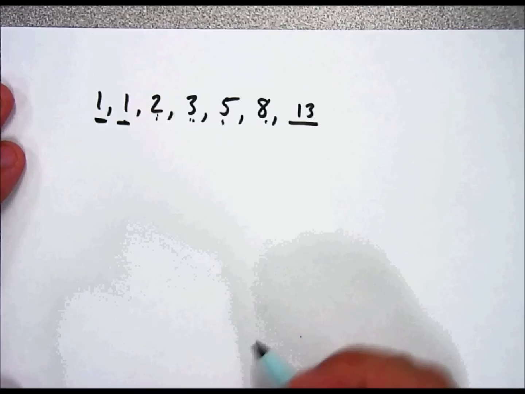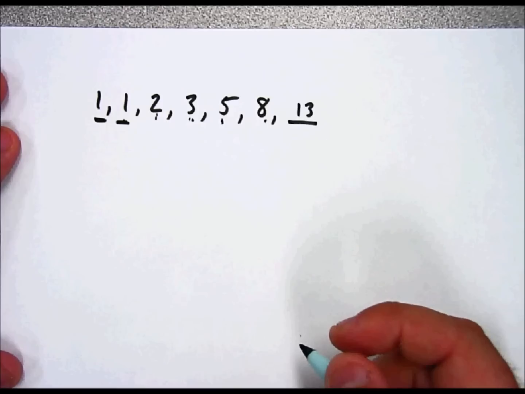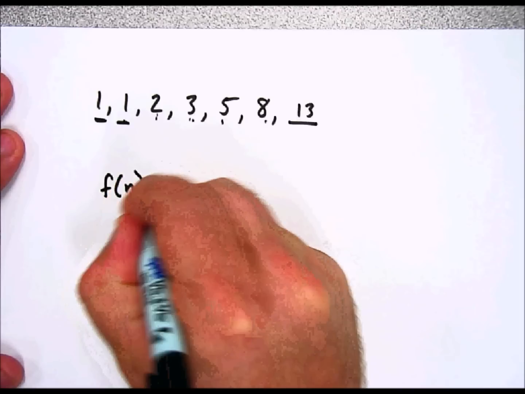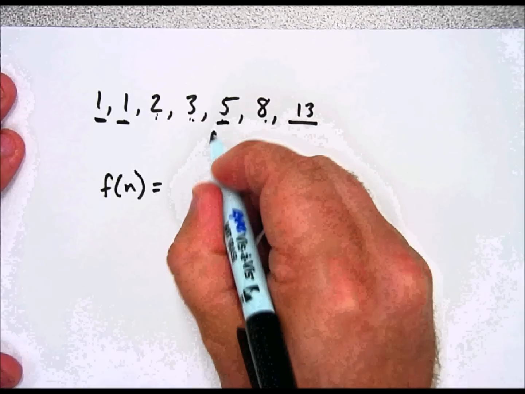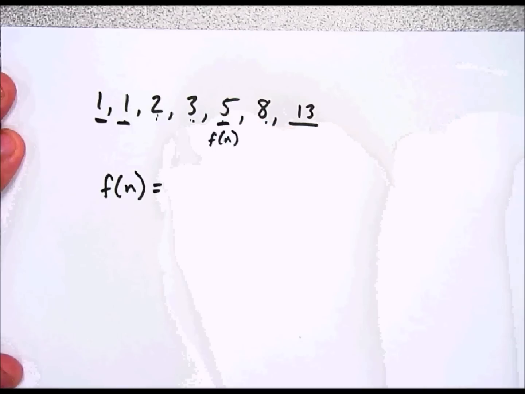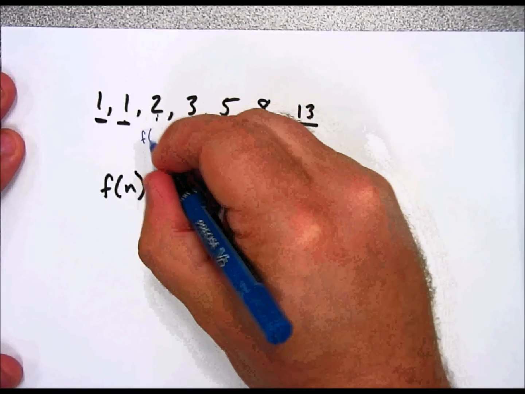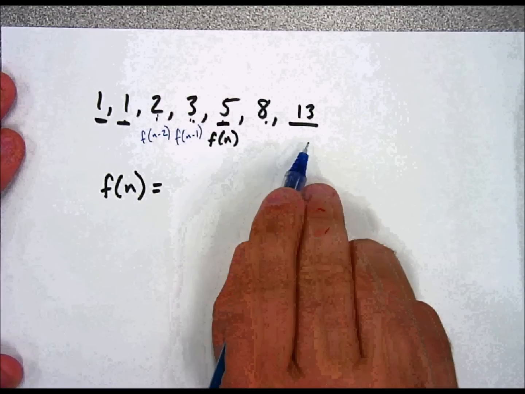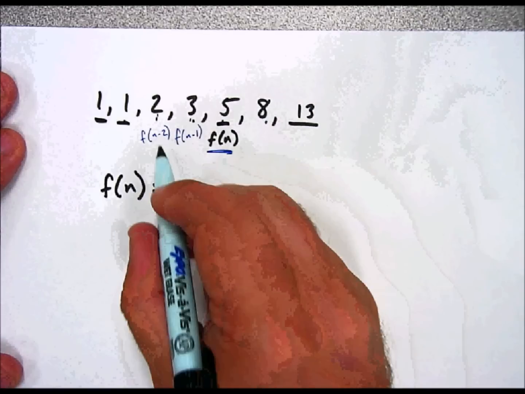Okay? So how do I write that recursively? Well, let's think about this. Any number in my sequence, how would I find that? If I describe this 5 as f of n, then what would I call this 3? Well, this would be f of n minus 1, right? And this 2 would be f of n minus 2, and minus 3, and so on, or f of n plus 1, plus 2, right? So any f of n that I want to find can be found by adding these two up.